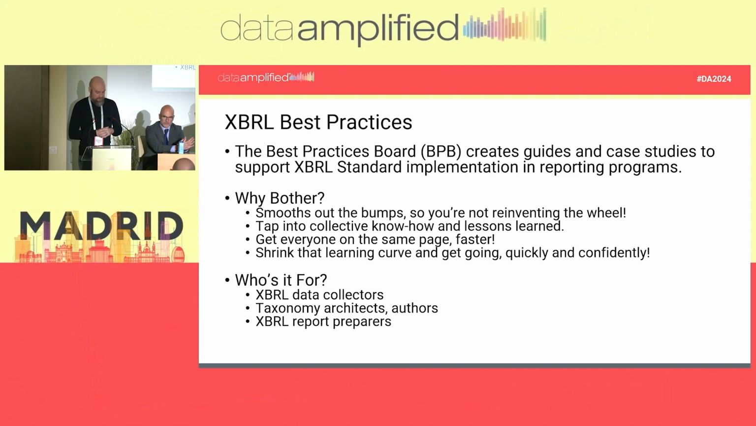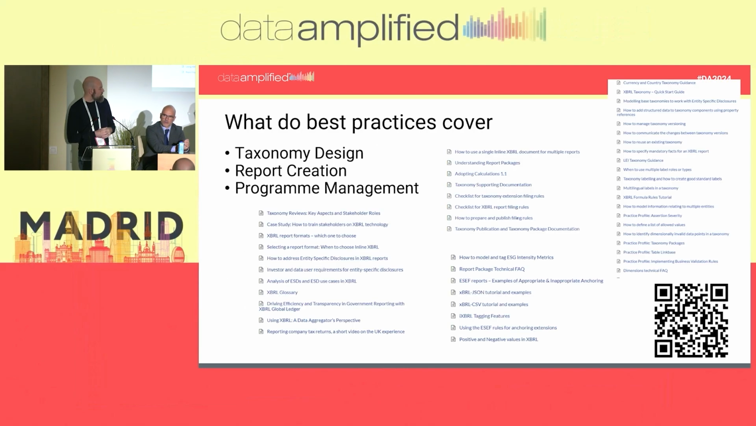On the next slide, there's a small QR code in the corner if you're interested in the link. We have a lot of guidance and best practices on XBRL International. There's something for every topic. It's sometimes hard to find the right guidance in the right topic, but there's a little search function on the side that makes it easier to find what you are looking for. In general, we cover topics like taxonomy design, report creation, and program management, the latter being, for example, the programs from regulators, how they approach rolling out new XBRL requirements to their jurisdictions.